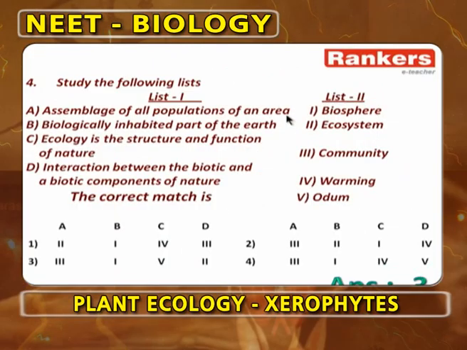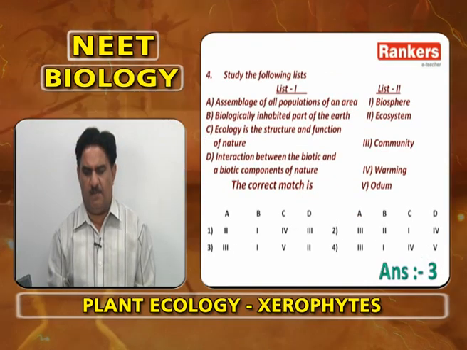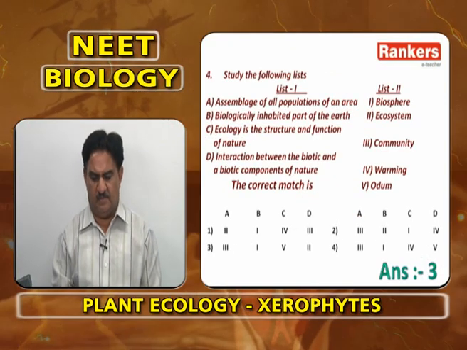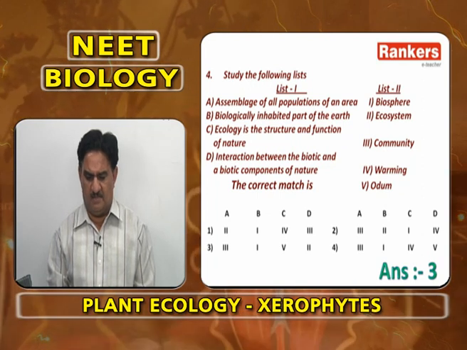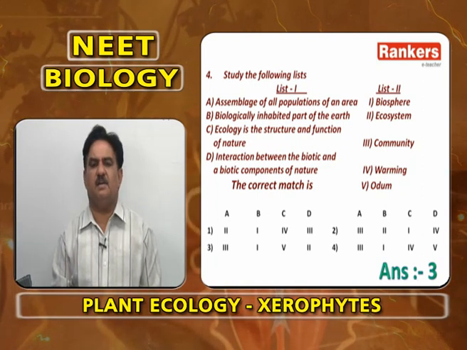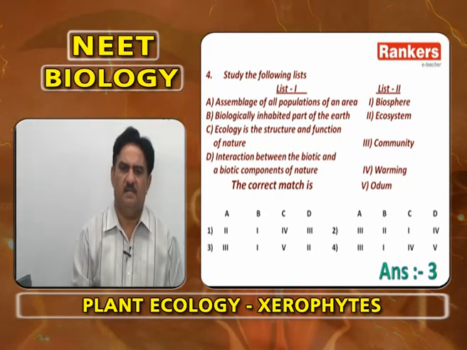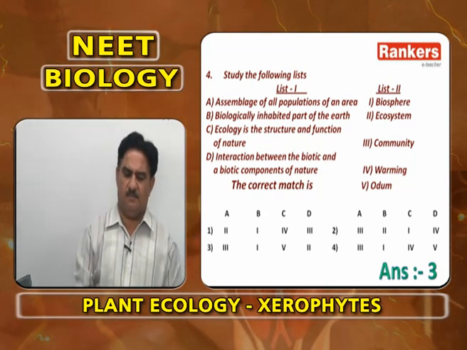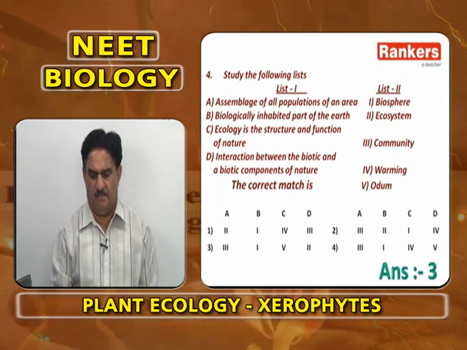A3: assemblage of all populations of an area is called community, because assemblage of only similar species in an area is called population. Assemblage of many populations in one area is called community. Next, biologically inhabited part of the earth is called biosphere or ecosphere. Earth is regarded as a giant ecosphere. In this giant ecosphere, only some portion where life is present is called biosphere or ecosphere.